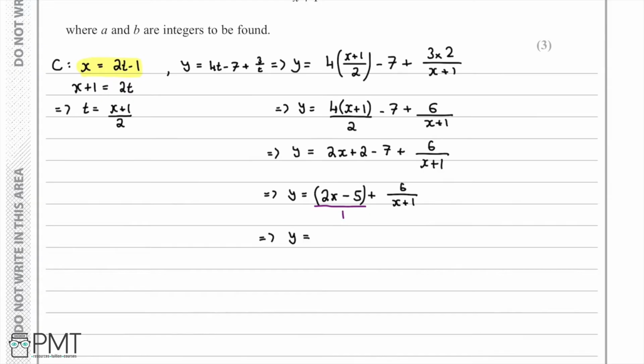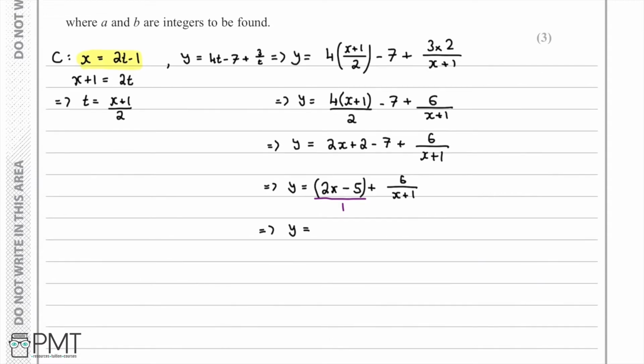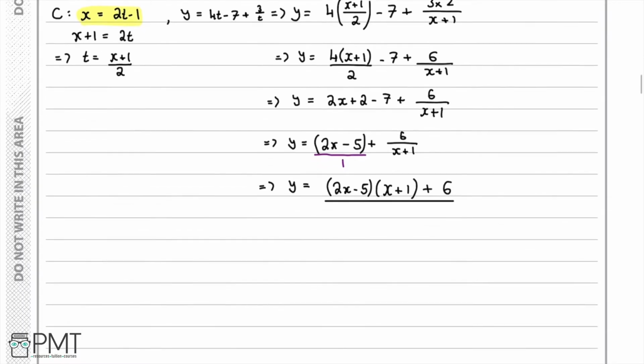This is where we go multiply, multiply, and then multiply along the bottom. So what does this give us? Well, it gives us 2x minus 5 multiplied by x plus 1. Then we're going to add on 1 multiplied by 6, which is going to be equal to 6. And then we divide this by the denominators multiplying each other, which is going to be equal to x plus 1.